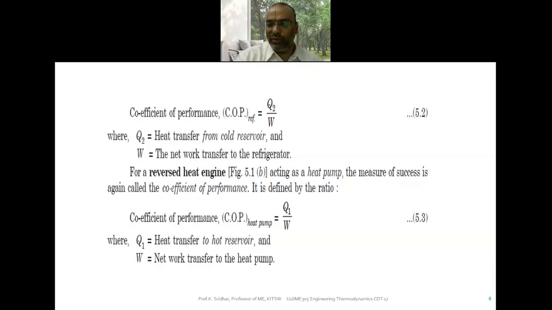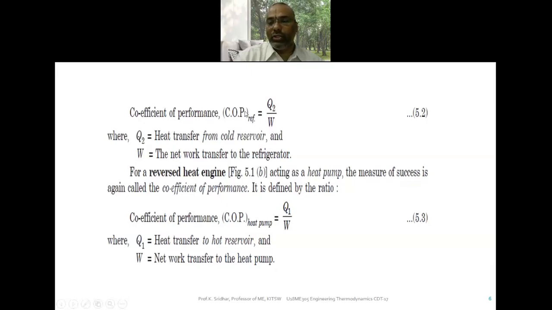Normally, most of the students will define COP as the refrigeration effect by work done. But there is no work done in the refrigerator as well as in the heat pump. So always in the denominator, you have to say it is a work input: work input to drive the refrigerator, or work input to drive the heat pump in the case of a heat pump. So don't say work done, it is a work input.